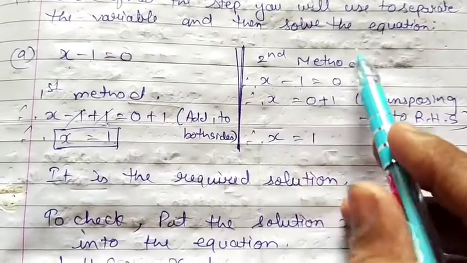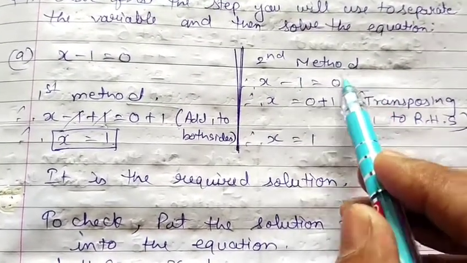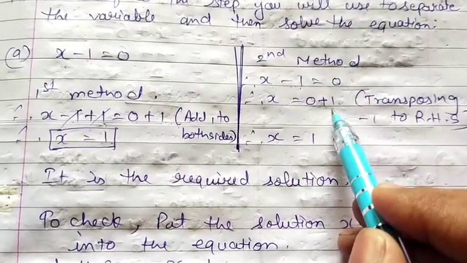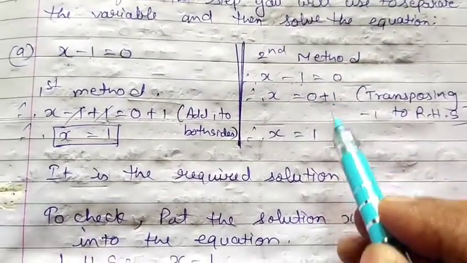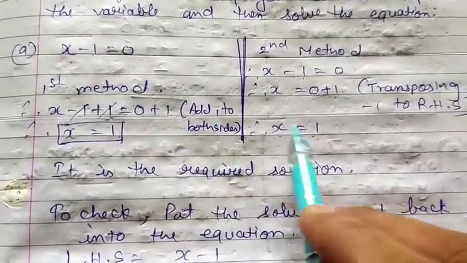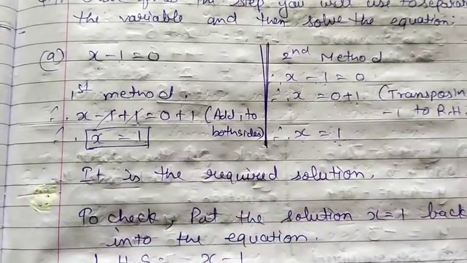While transposing the value, negative will become positive. So negative 1 while transposing will become positive 1. That means 0 plus 1 gives 1. That means the value of x equals 1. By both methods we got the value 1. It is the required solution.